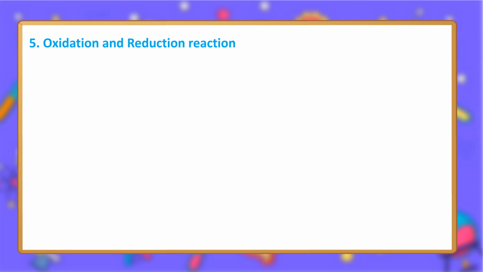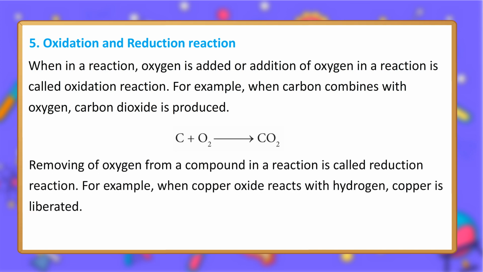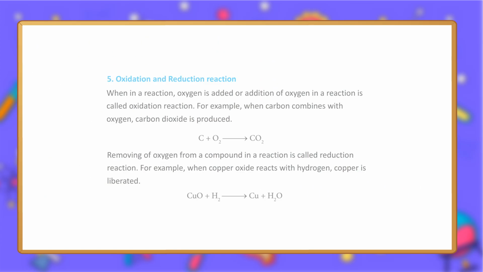5. Oxidation and reduction reaction. The addition of oxygen in a reaction is called an oxidation reaction. For example, when carbon combines with oxygen, carbon dioxide is produced. C plus O2 gives CO2. Removing oxygen from a compound in a reaction is called a reduction reaction. For example, when copper oxide reacts with hydrogen, copper is liberated. CuO plus H2 gives Cu plus H2O.